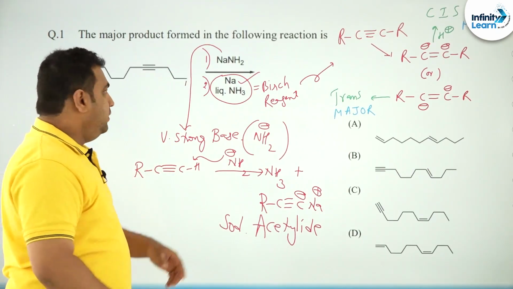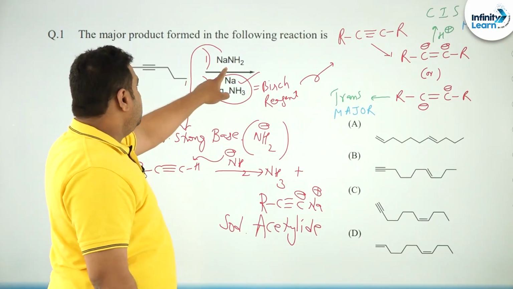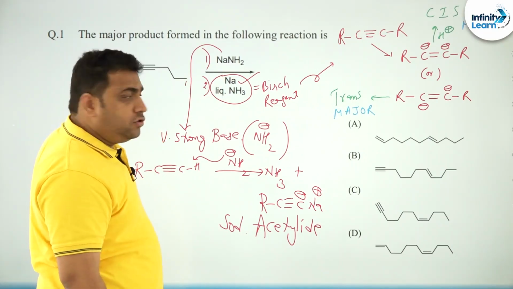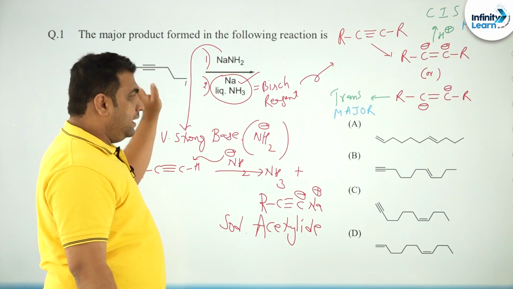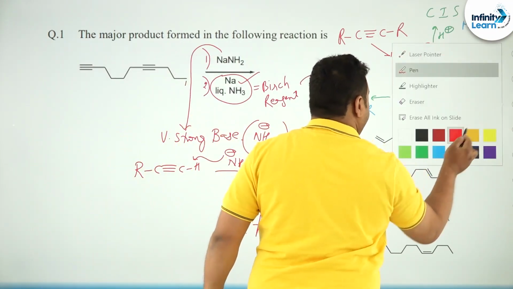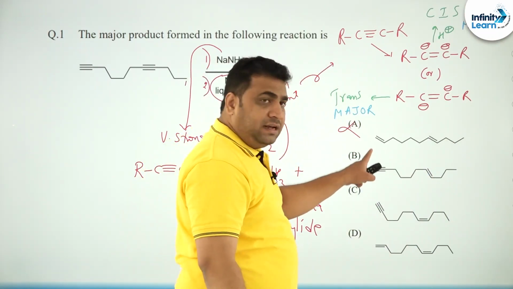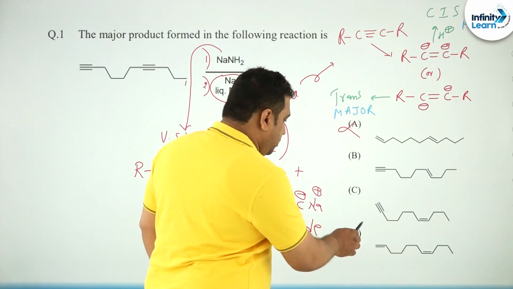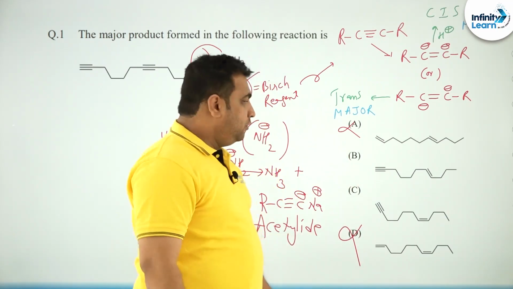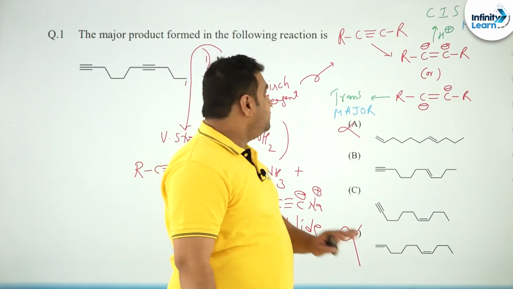Now, this was a detailed explanation. Directly, how to solve: the base will take the proton from here, it forms a salt, then Birch reaction, and this will become trans. In the given options, this cannot be the answer because the terminal alkyne is not disturbed, and this also cannot be the answer. The leftover answers are B and C, both are possible.